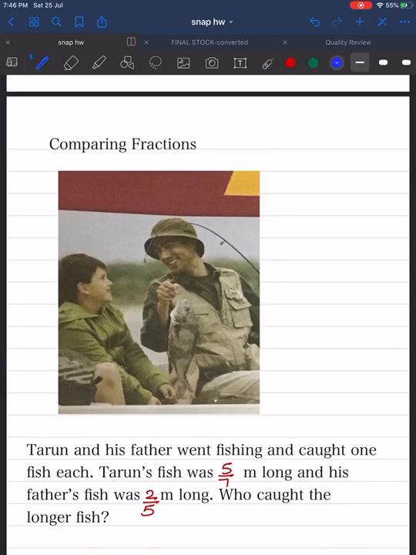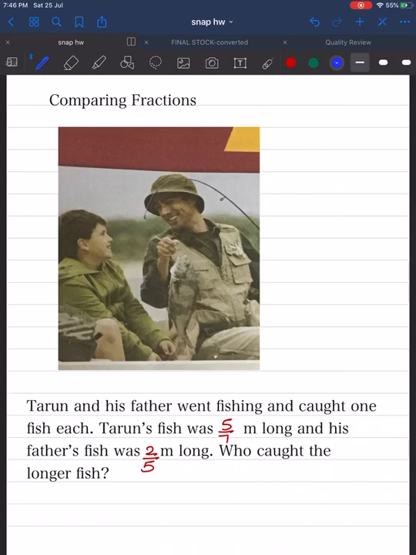Now children, we use fractions far more than whole numbers in our real life. Now look at this problem. Tarun and his father went fishing and caught 1 fish each. Tarun's fish was 5 on 7 meter long and his father's fish was 2 on 5 meter long, and we have to find out who caught the longer fish.